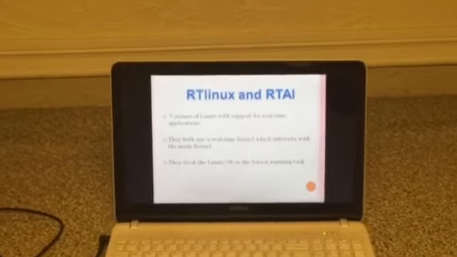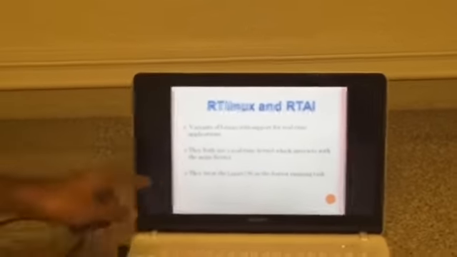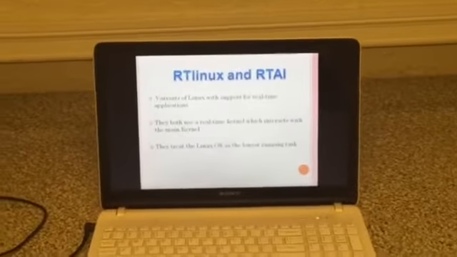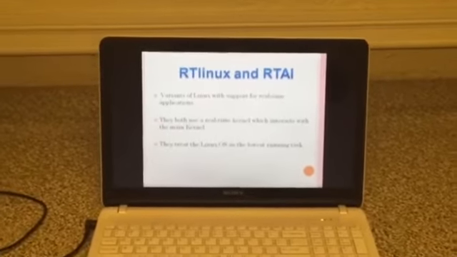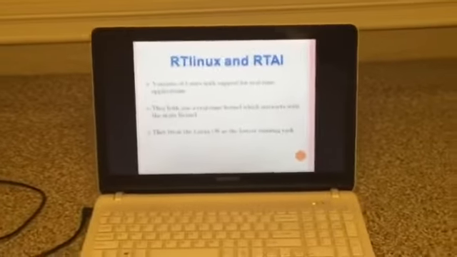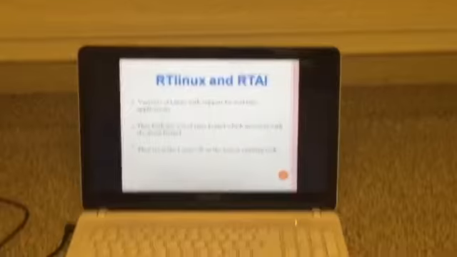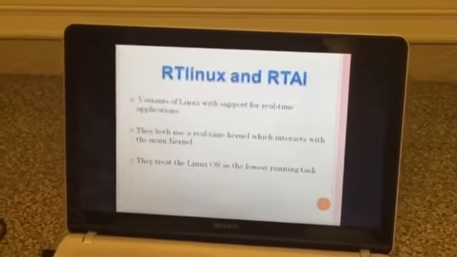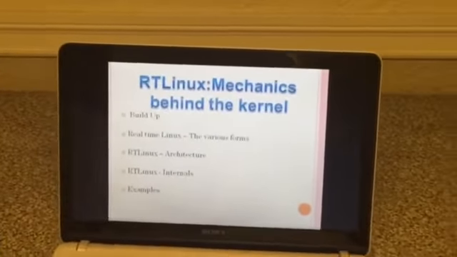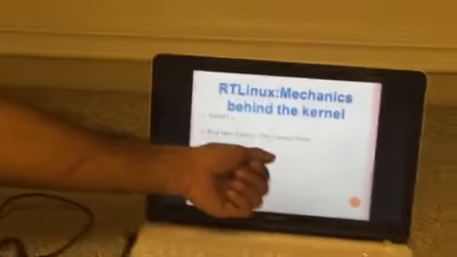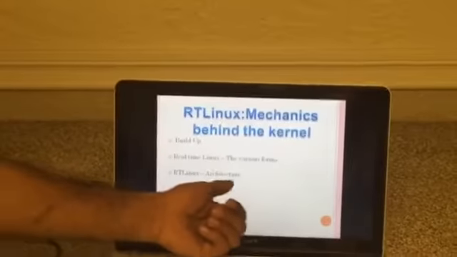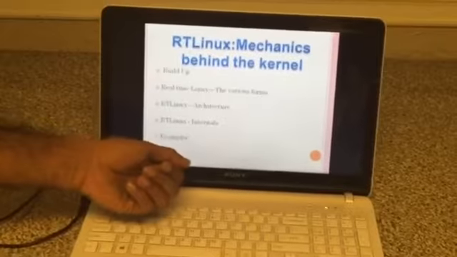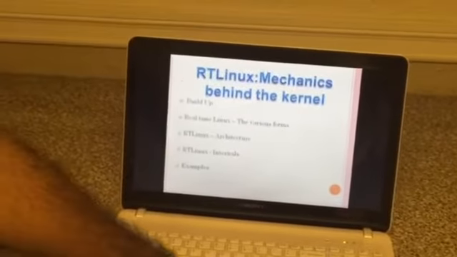Coming to RT Linux and RTAI, these are variants of Linux with support for real-time applications, because they both use a real-time kernel which interacts with the main kernel. They treat the Linux OS as the lowest priority running task. Coming to the mechanics behind the kernel, we will study the build-up of real-time Linux in its various forms, the RT Linux architecture, the internals of RT Linux, and examples based on it.